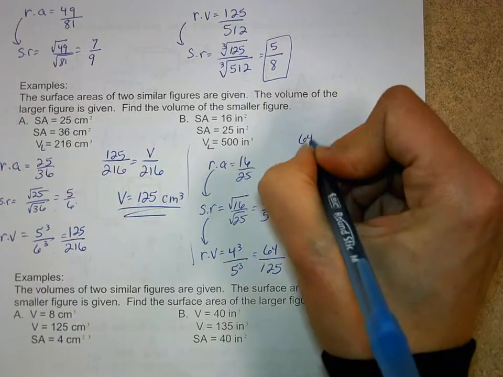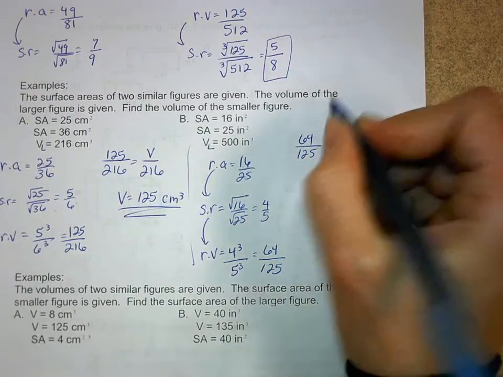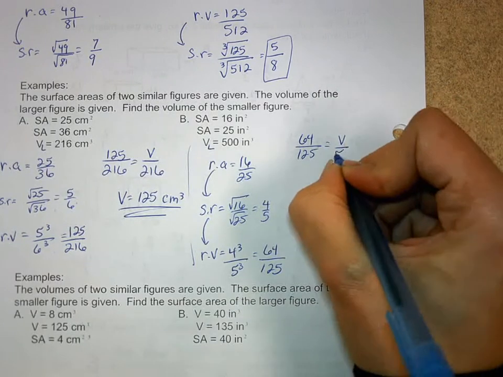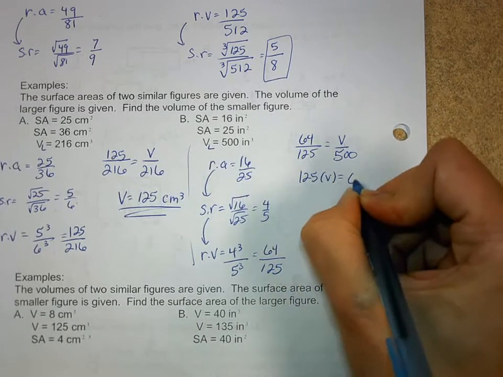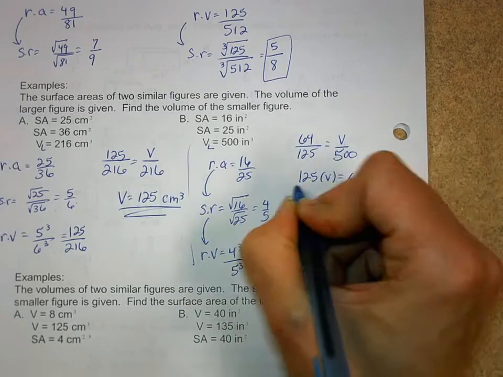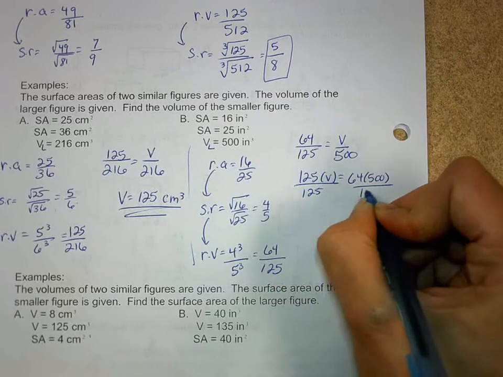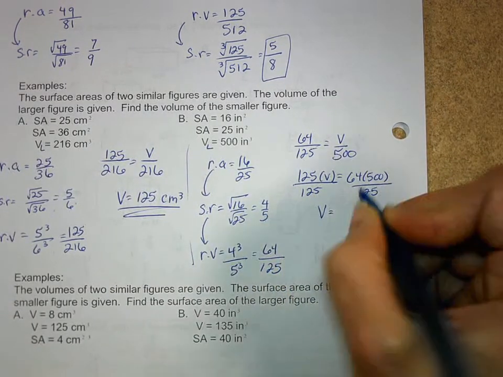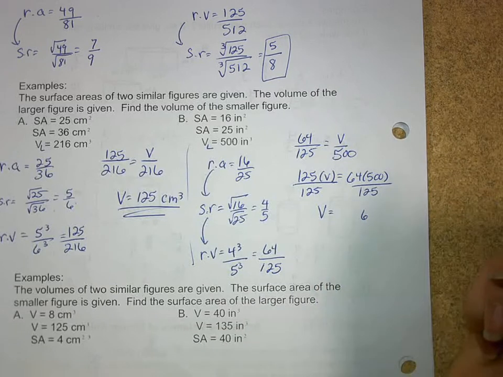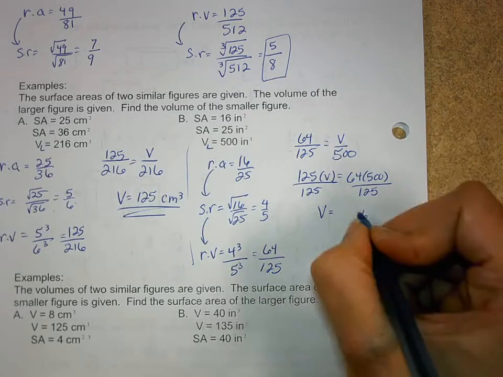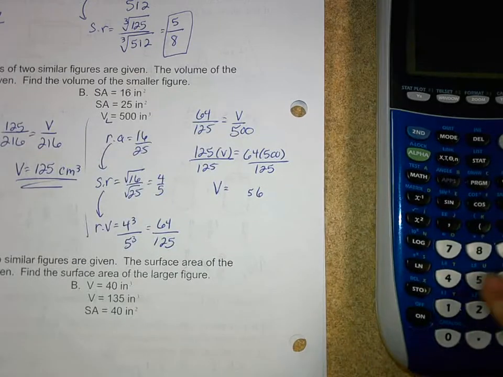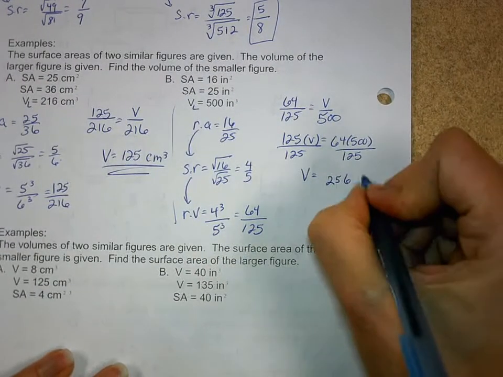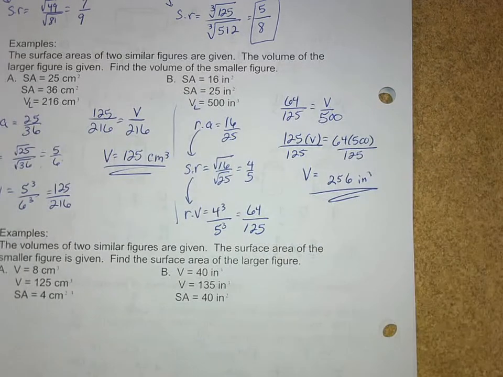So now I set up my ratio. 64 is to 125 is the same as the volume of the smaller one is to the larger one. Now I cross multiply. I'm going to divide both sides by 125, and my volume ends up getting, what is 4 times 64? I'll double check myself. My math isn't doing very good here. 64 times 4, 256. I was going right. I just didn't trust myself. 256 cubic inches.